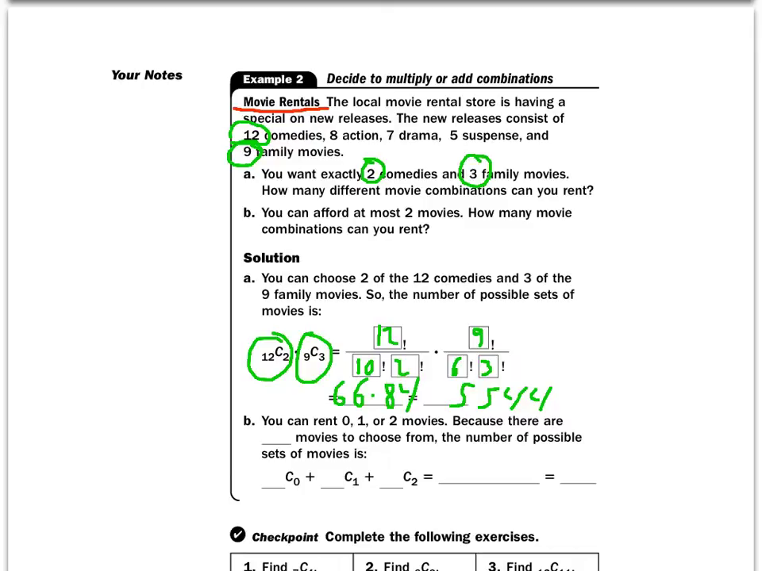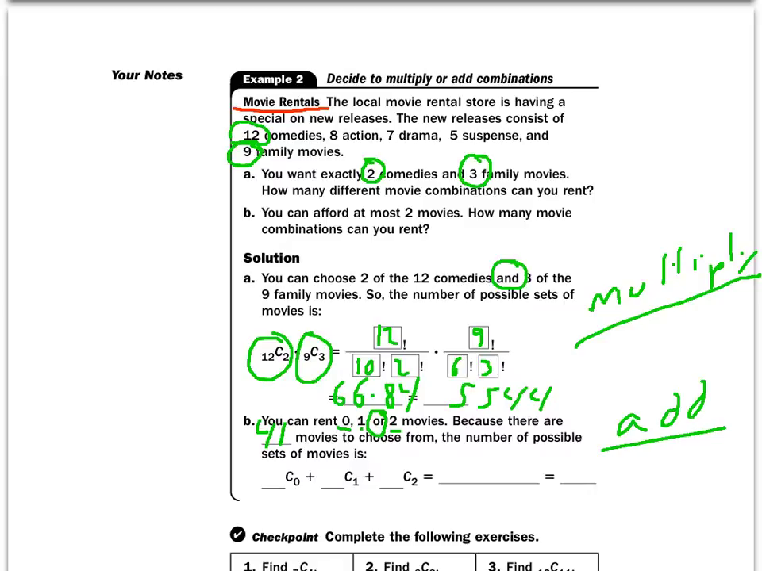Now the second one here is a little different. The second one here says you can rent 0, 1, or 2 movies. Because there are 41 movies total to choose from, the number of possible sets of movies. See, there's an and an or situation. On the first one it said you're going to rent 12 comedies and 3 family movies. Here, the word or. When we see and, I want you to think multiply. Okay? That's oftentimes how it works. Not always, but oftentimes. And when you see or, I want you to think add.